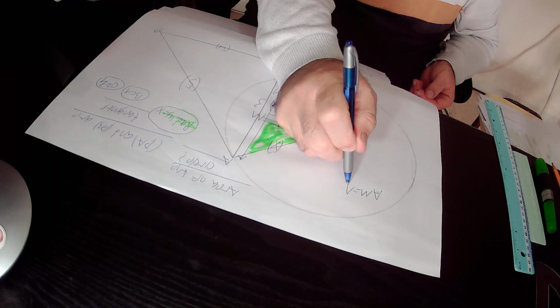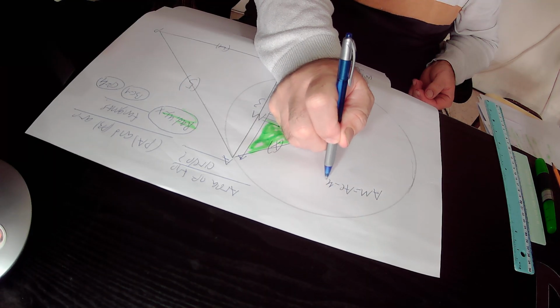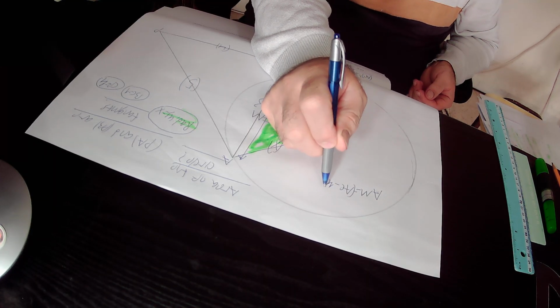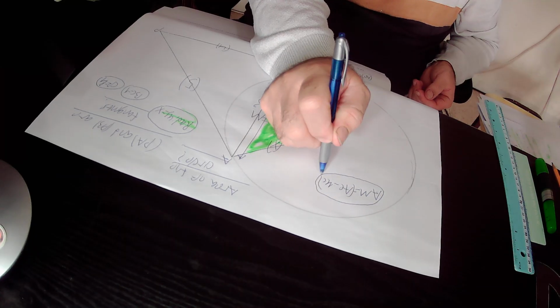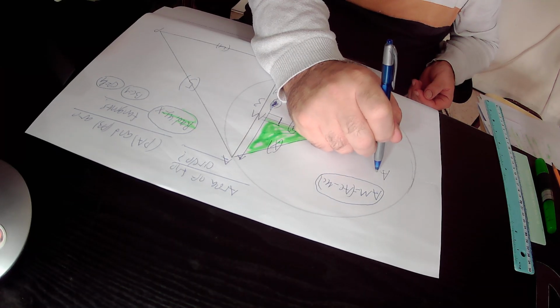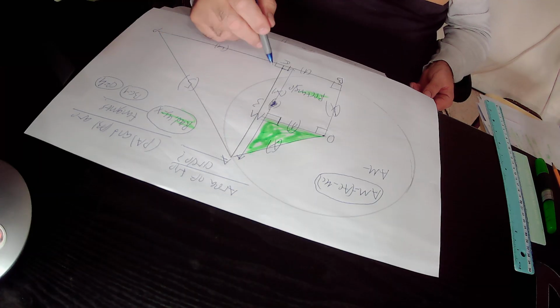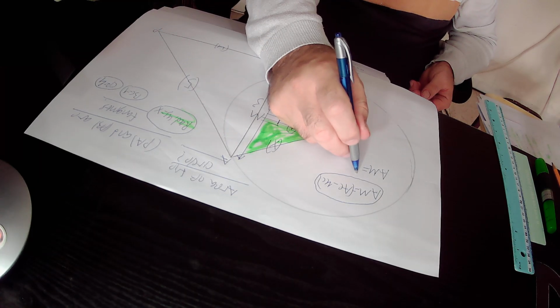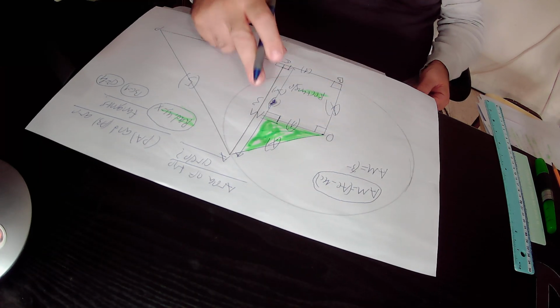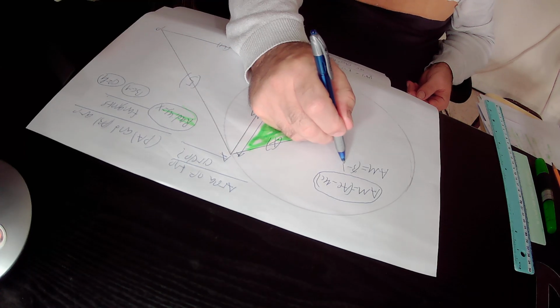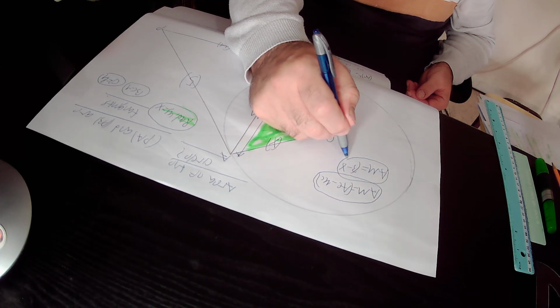AM equals AC minus MC. So AM in total equals AC, that is 3, minus MC, that is x. So in total, AM equals 3 minus x units in length.